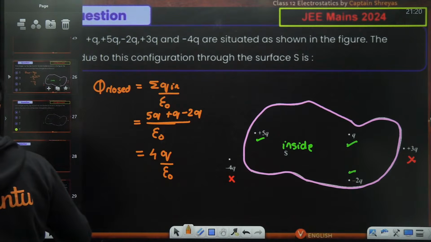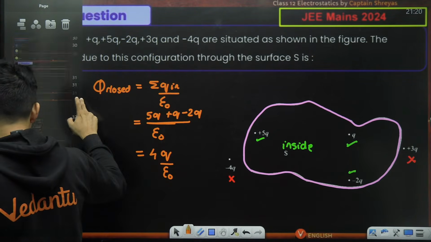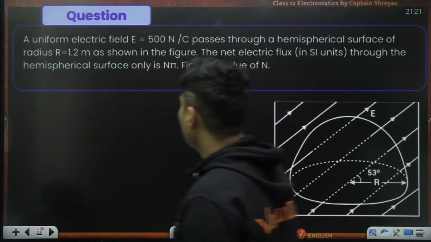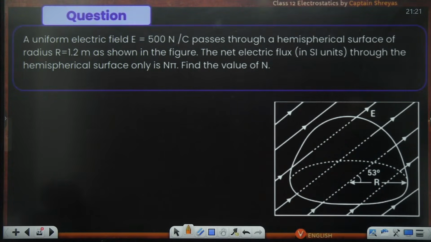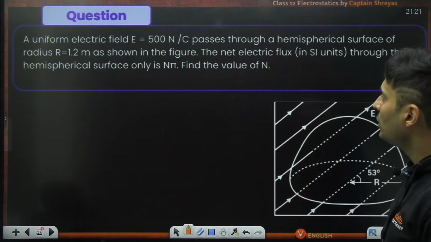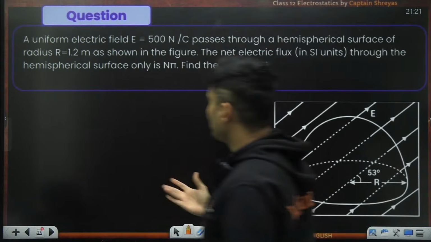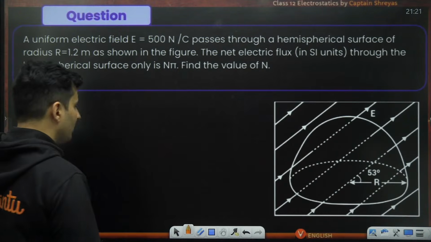Let's do another question coming up on your screen. Here it is. A uniform field passes through a hemispherical surface of some radius as shown in the figure. The net flux through the surface is how many times pi? Very interesting. So what is the flux passing through that surface in terms of pi?